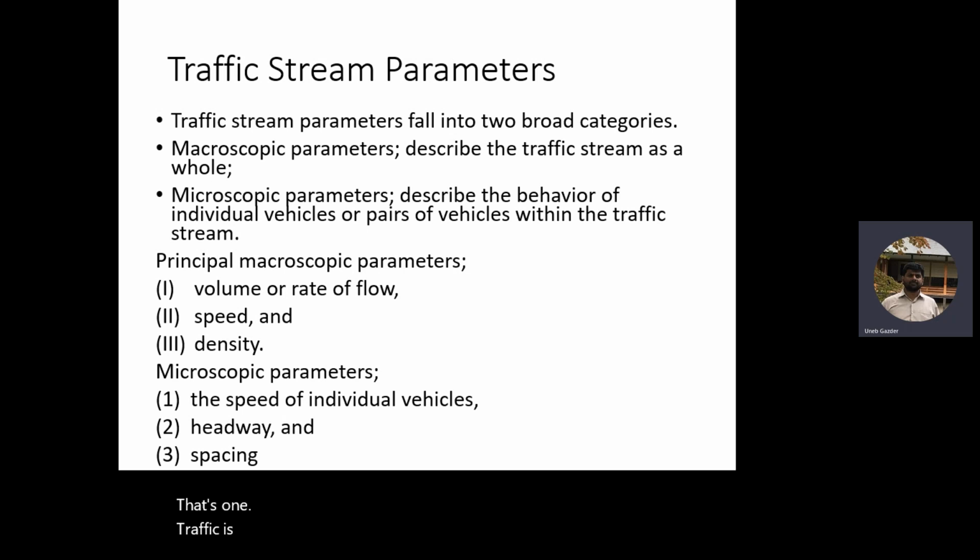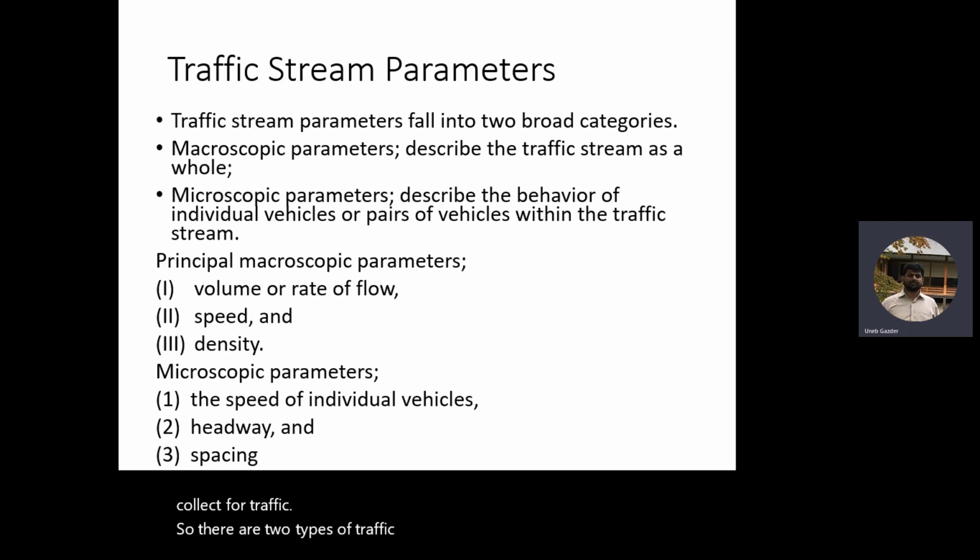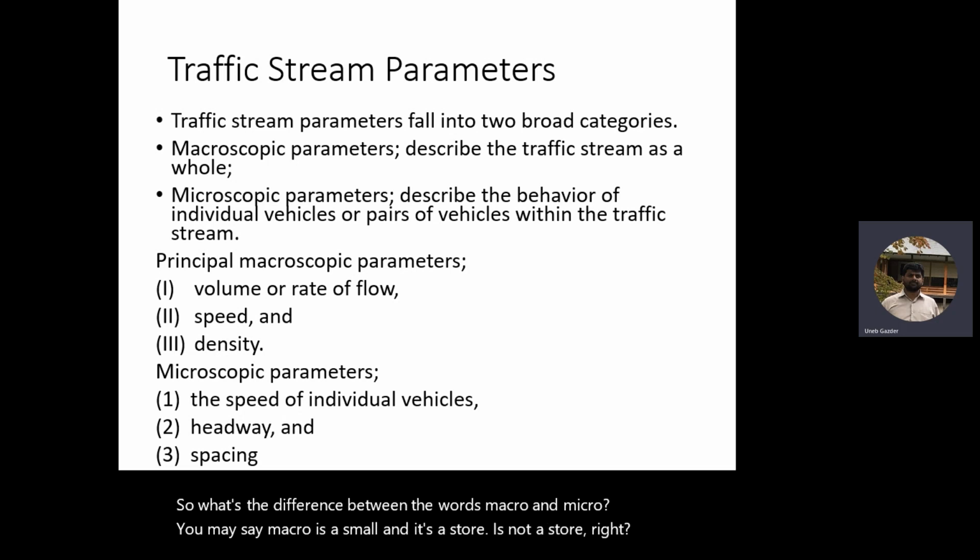Traffic stream parameters means the data which you can observe for traffic, the data which you can collect for traffic. So there are two types of traffic parameters: microscopic and macroscopic. Okay, so what's the difference between the words macro and micro? Macro is something which is on a large scale, micro is something which is small scale.